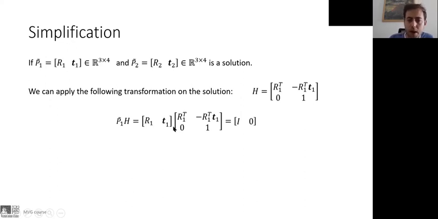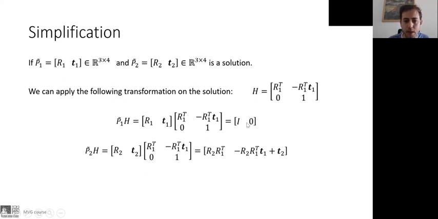And then we can multiply R1 by minus R1 transpose T1. So R1 is canceled and we get minus T1 plus T1, which is 0. So we get this I and 0 for P1.